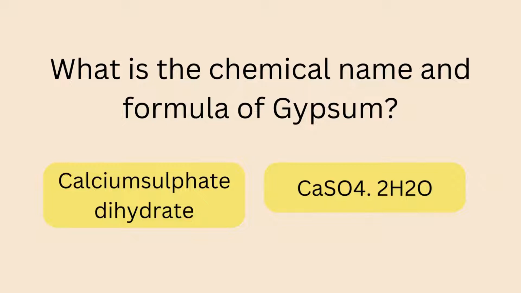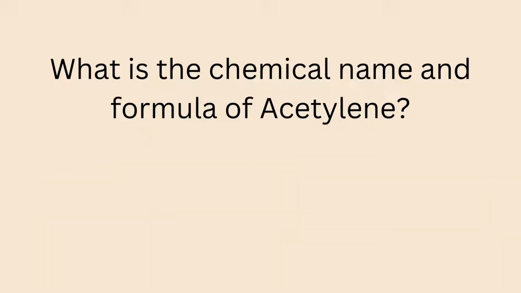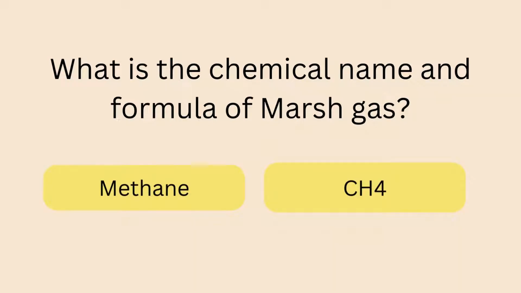Next one. What is the chemical name and formula of acetylene? Answer is ethyne. The chemical name of acetylene is ethyne and the chemical formula is C2H2. Next one. What is the chemical name and formula of marsh gas? Answer, methane. The chemical name of marsh gas is methane and the chemical formula of methane is CH4.